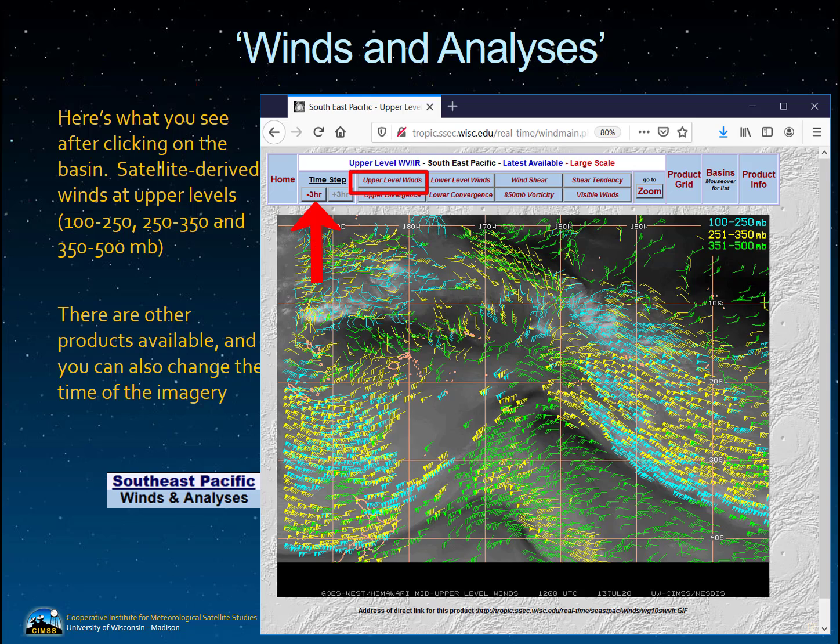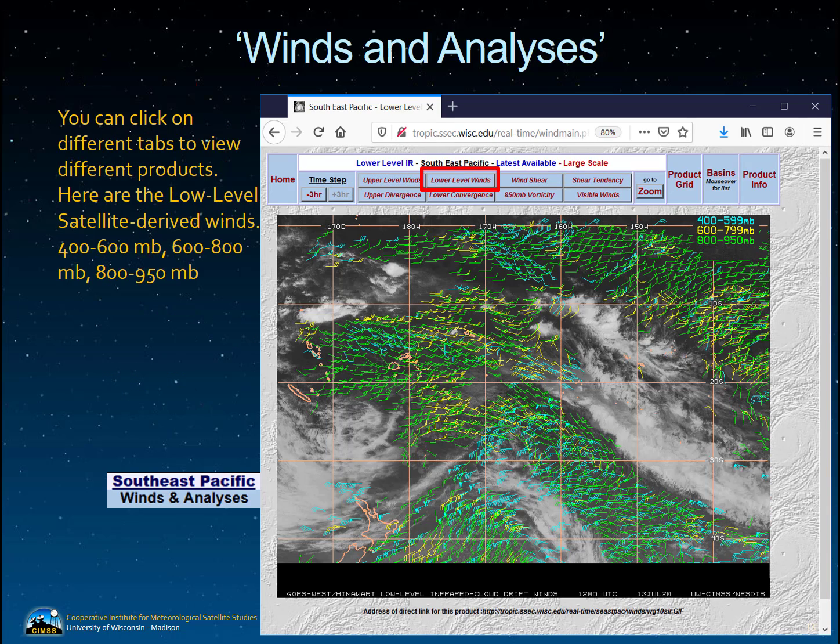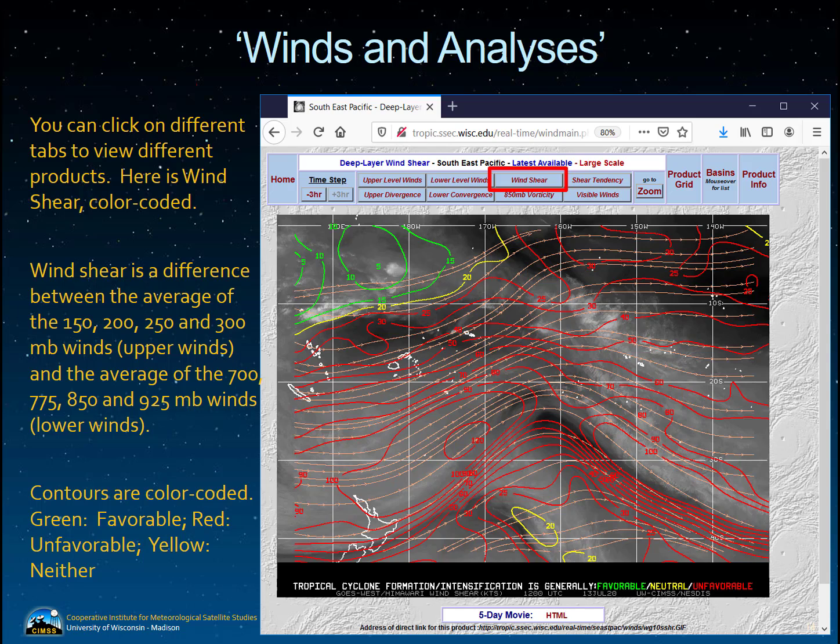You can move backward in time, you can zoom, and you can also switch to different basins. Lower level winds can also be viewed. So here we have 400 to 599 millibars, 600 to 799 millibars, and 800 to 950 millibars. Wind shear can also be viewed.